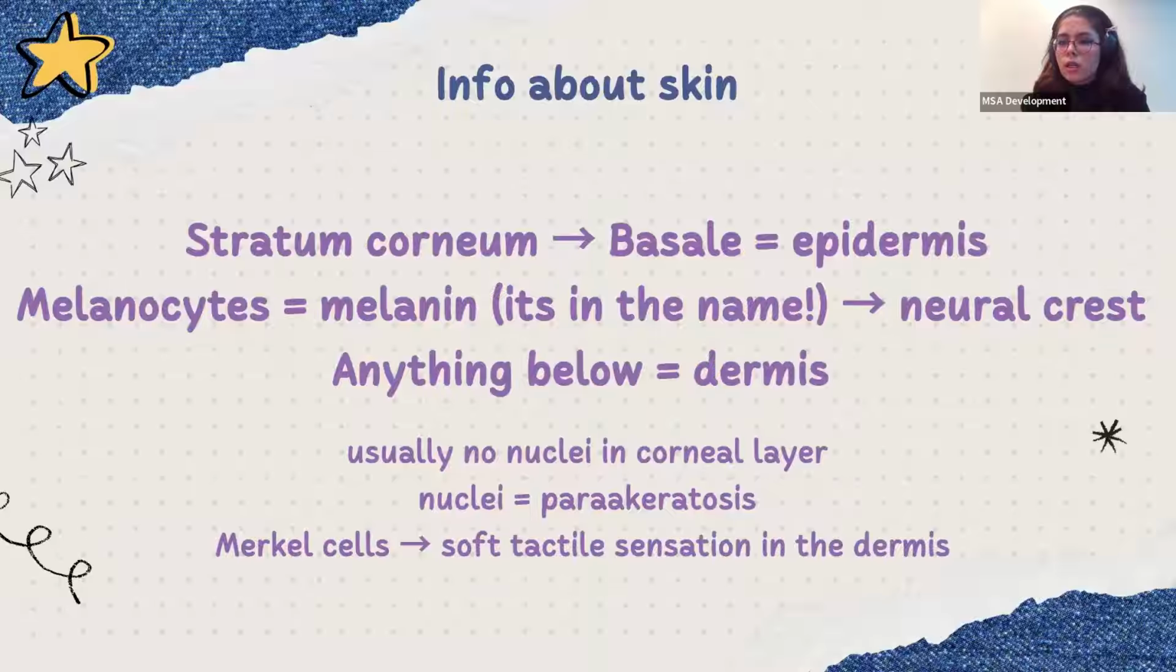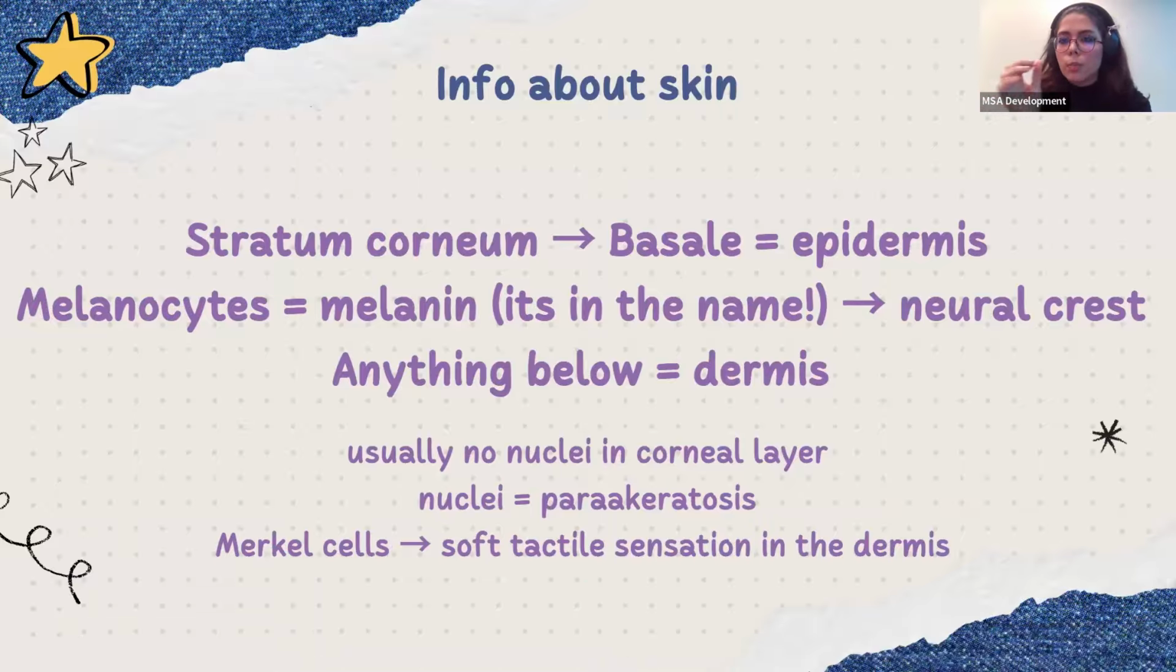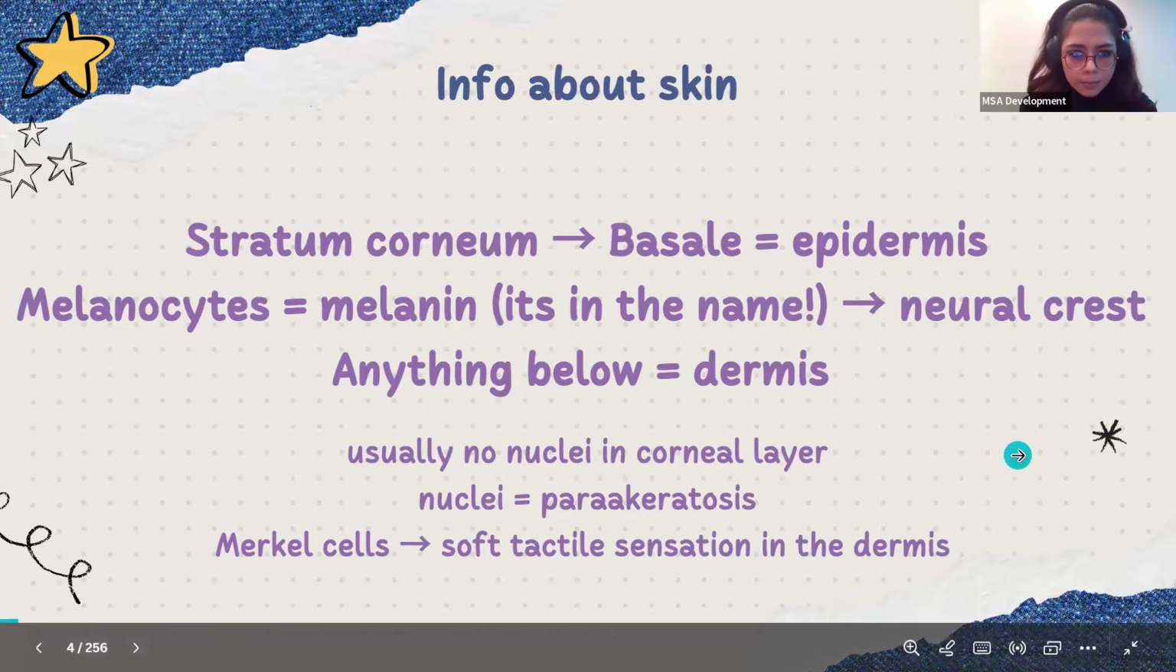I'll show you what the slides look like later on. There's something called Birbeck cells. Again, this is covered in histo, but it was mentioned a few times, so I made sure to include it. Merkel cells are for soft, tactile sensation in the dermis. The best way I can describe it is if you had a roll of tape and you're trying to find the edge so that you can pull out the tape, that's where Merkel cells are working.